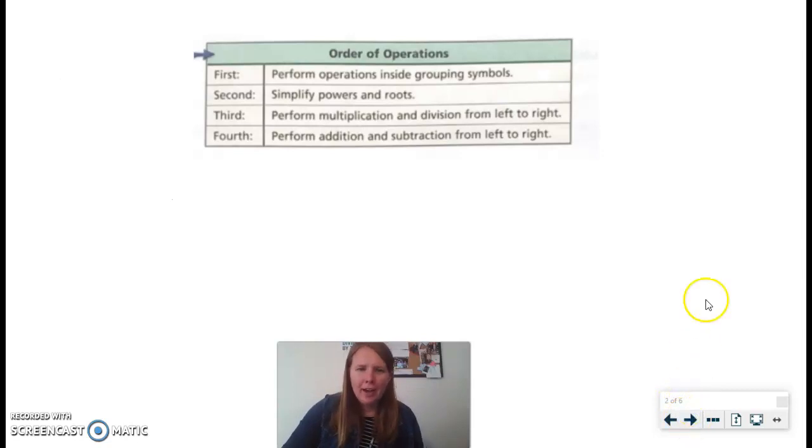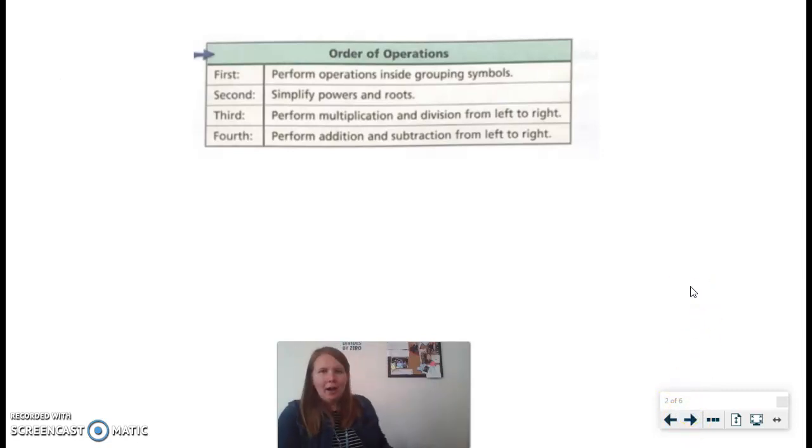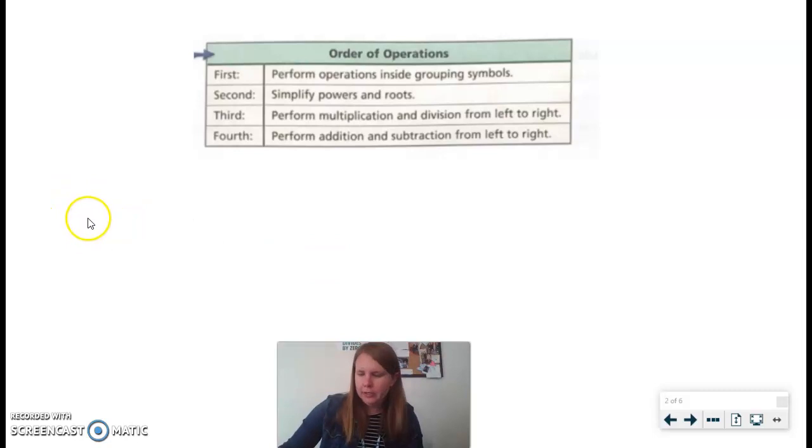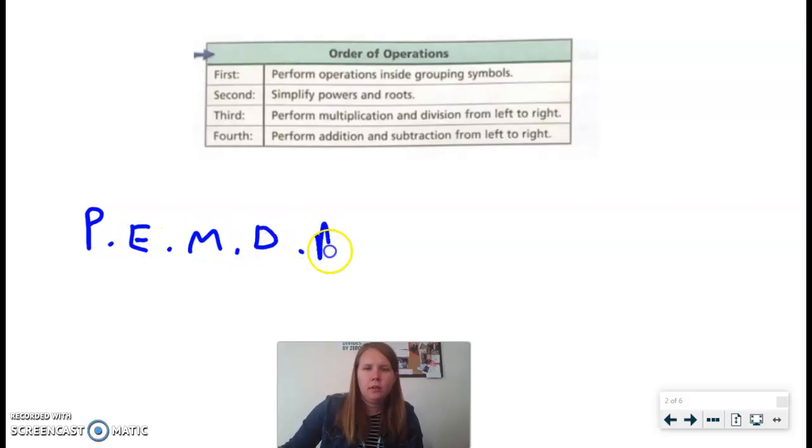Alrighty, so let's go ahead. I have to say though, reviewing your order of operation rules, this is how the book goes through it. I like some of this, but I also do not like how they go through these steps. So remember, with your order of operations, that is your PEMDAS: your parentheses, your exponents, multiplication and division, addition and subtraction.